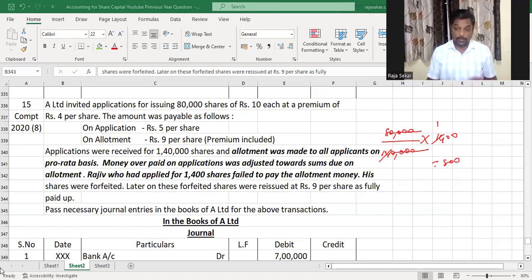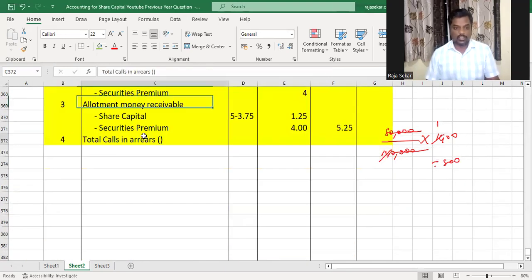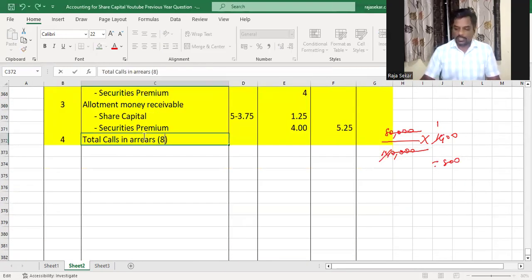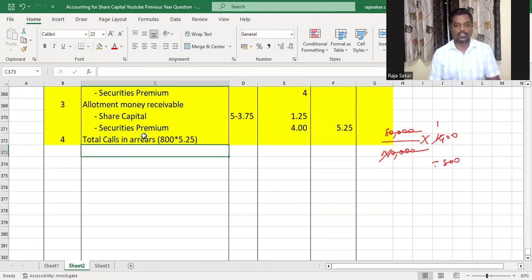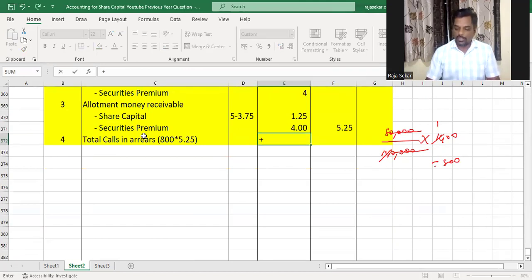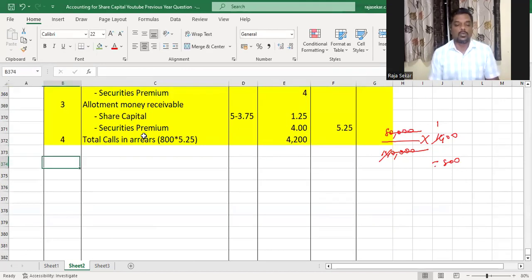So now we have to account for these 800 shares. That is the number of shares on which calls in arrears have happened. So it is 800 into 5.25. Understood or not, my dear children? The total calls in arrears of Rajiv will be 800 into 5.25, which is 4,200.